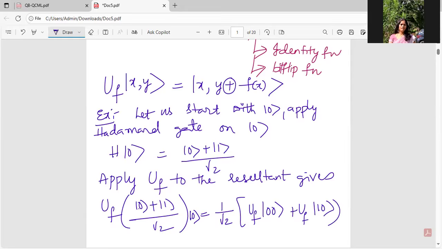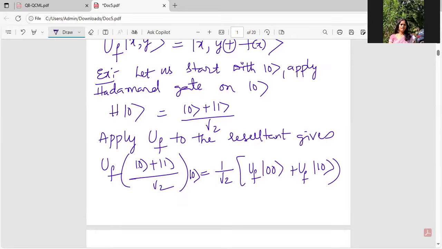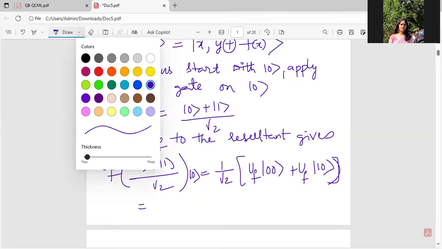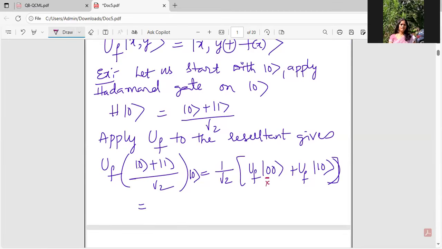When UF is applied, let's see what happens. On the first one, there's no change on the first qubit. Let me use a different color so that you understand. There is no change in the first qubit. On the second qubit, it works with the function. As of now, I'm not deciding the function. Once I decide, I will tell you the output as well. So 1 by root 2 is there.